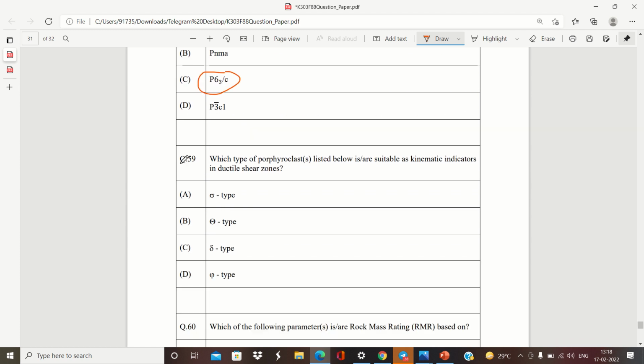Now another question is, which type of porphyroblast listed below is or are suitable as kinematic indicators in ductile shear zone? So in the ductile shear zone we have the sigma type and delta type, which are used as kinematic indicators. In the theta type, what happens? There is a simple porphyroblast which doesn't have any shadow. In the phi type, we have shadow, but it is exactly parallel to the foliation, so we can't use it as the kinematic indicator. So sigma and delta will be our right answer.